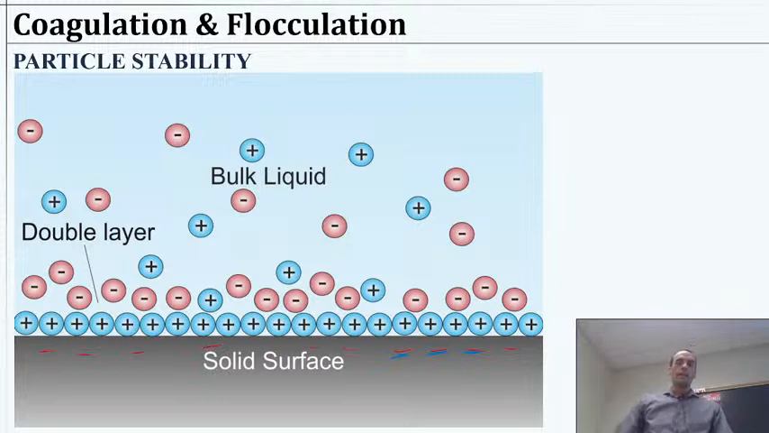So here's another scheme of it. You can see that we have a bunch of ions. We have some solid surface that probably has a negative charge on average at the surface, so it's going to attract that first layer of positive ions. And then this second layer, double layer there with the negative.